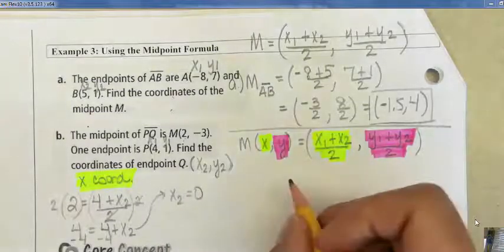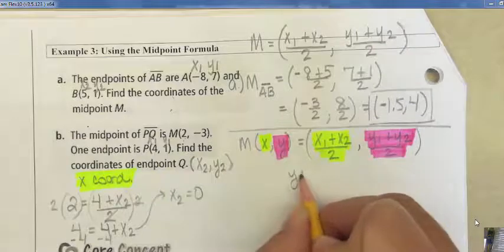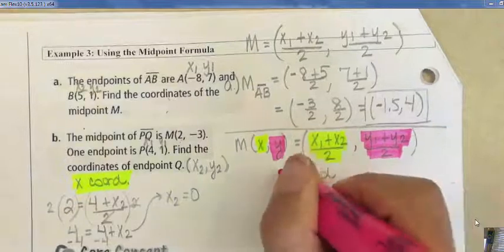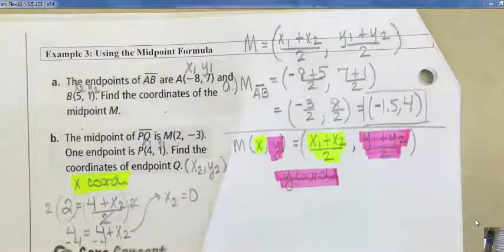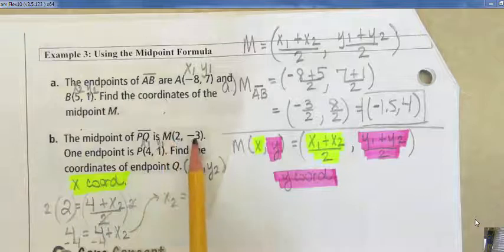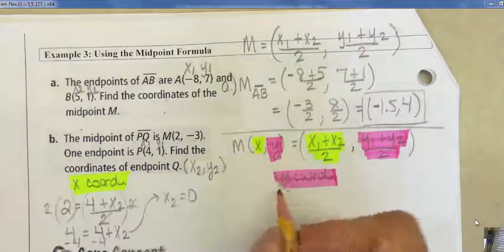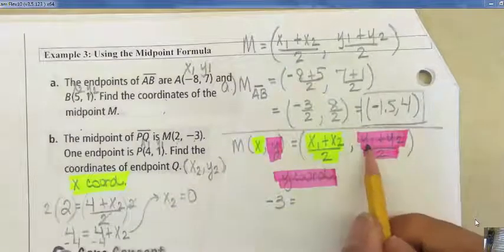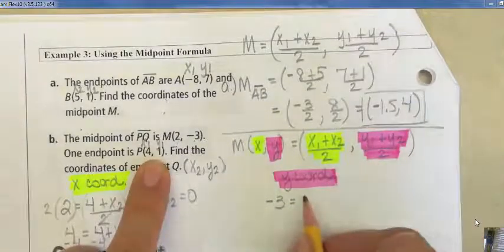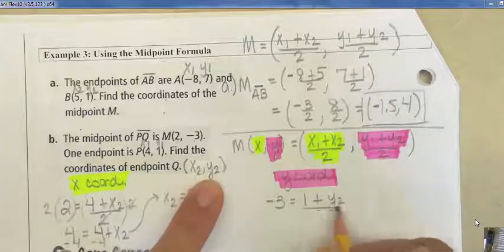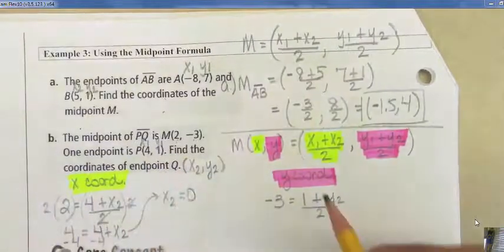Okay, I'm going to do the same thing for the y coordinate now. I'll highlight that in pink so that I have this nice and color coded for you. Okay, so the y coordinate of the midpoint is -3. y1, I know it's 1. y2, I don't know. That's what I'm looking for. Divided by 2.